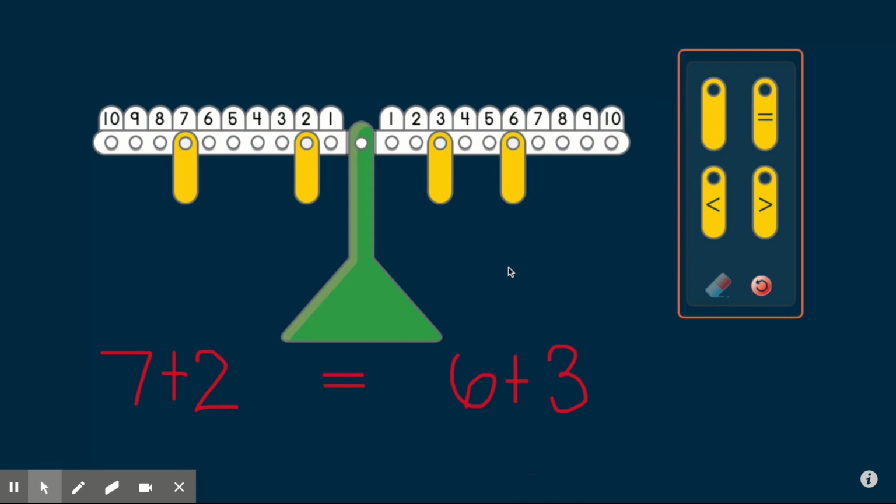Oh, is the balance scale even or equal? Yes. So I can put an equal sign here in the middle. Yay! Okay, 7 plus 2 equals 9, and 6 plus 3 equals 9. So it's the same value on each side of the equal sign, or the same value on each side of the balance scale. So it balances or equals out. Okay? So if I was doing this on my workbook page, I would say that this equation is true.